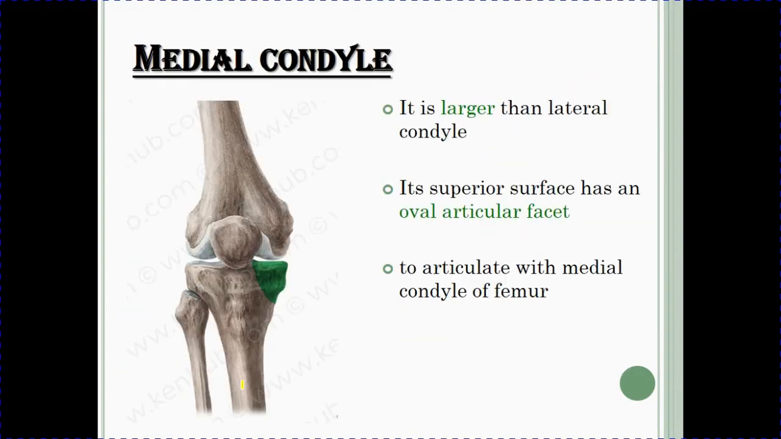First, we will discuss the medial condyle. This is the medial condyle, and you can see that the medial condyle is comparatively larger than the lateral condyle. Its superior surface has an oval articular facet to articulate with the condyle of the femur. So the superior articular surface articulates with the medial condyle of the femur.